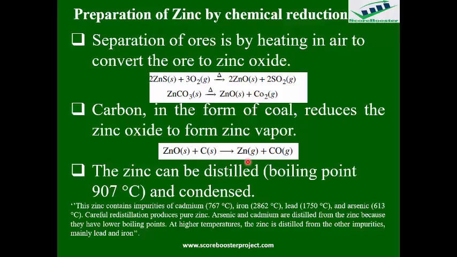If you distill it to a particular temperature, to let's say 613, arsenic will be removed. If you distill to 767, cadmium will be released. Then if you distill to 907, you get your zinc. Then you can leave the others like iron and lead if you don't need them. But if you need them, you distill to 1750 degrees C. So you have your lead. Anything that you have left in the system is the iron.